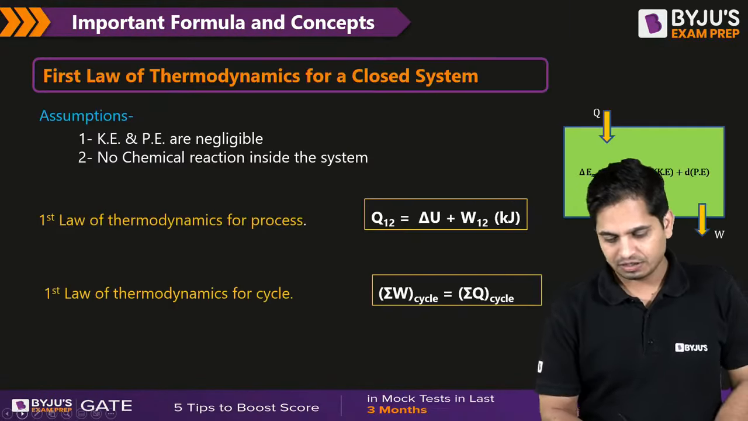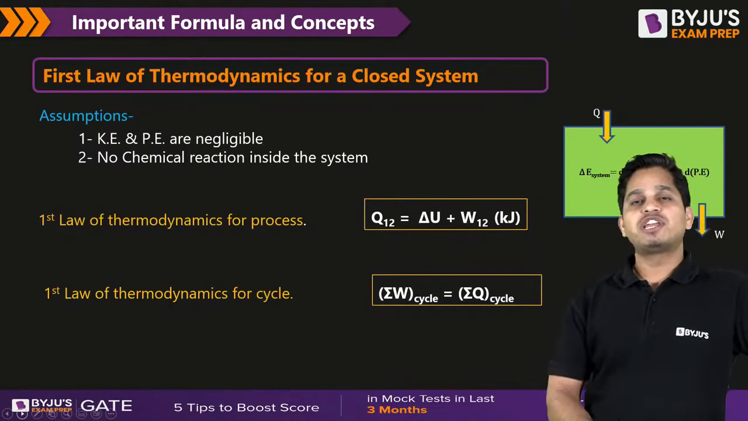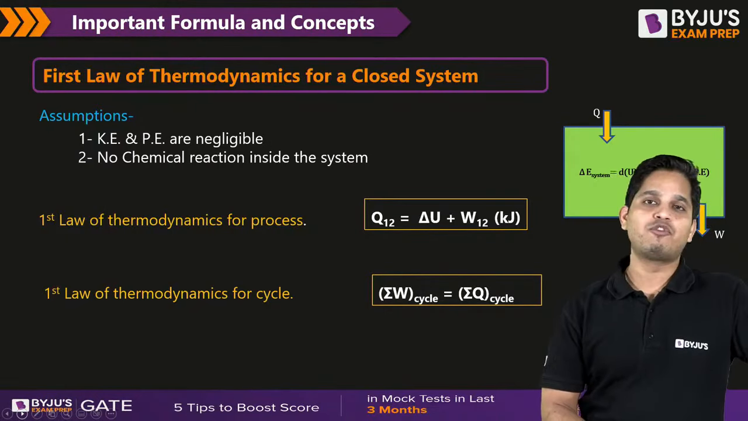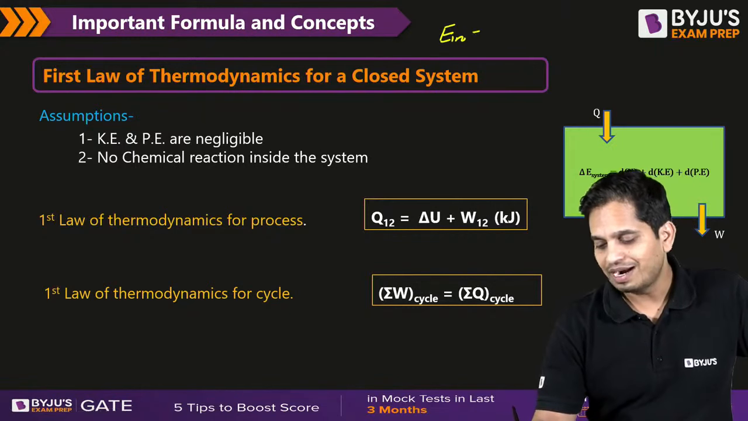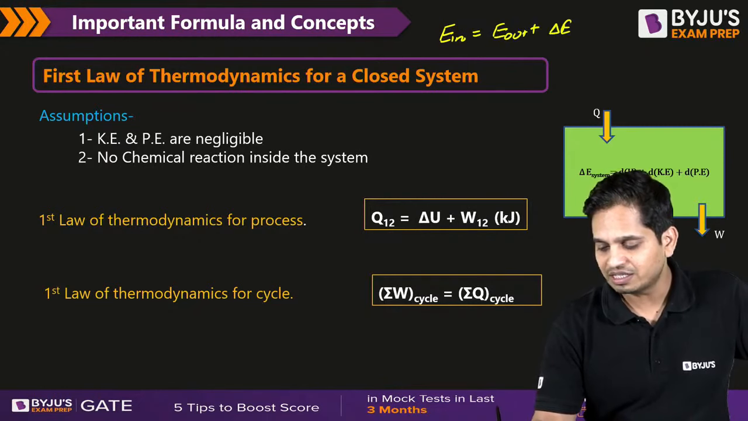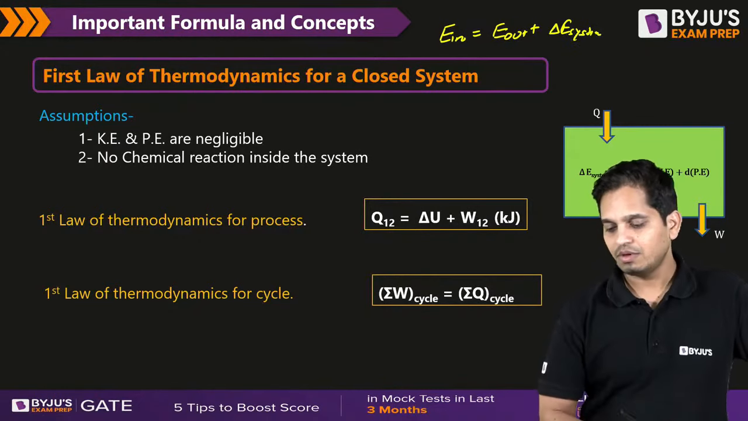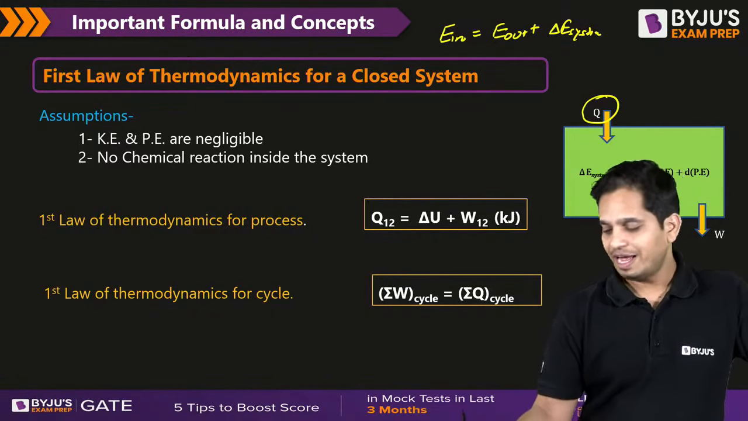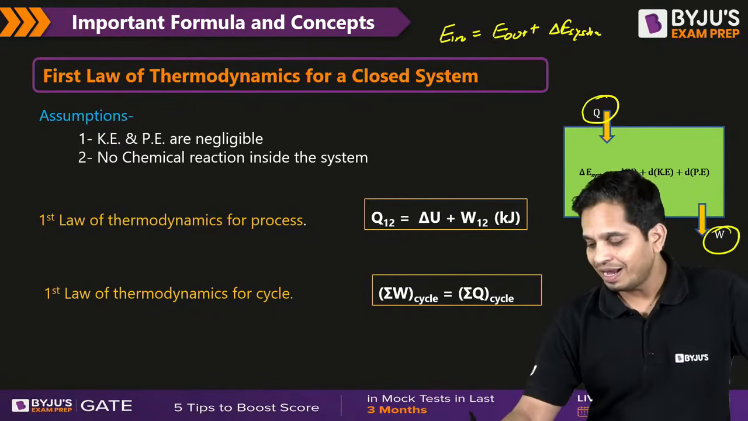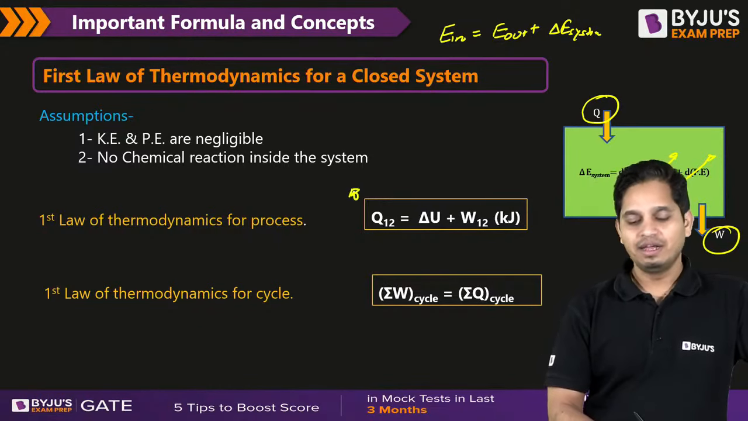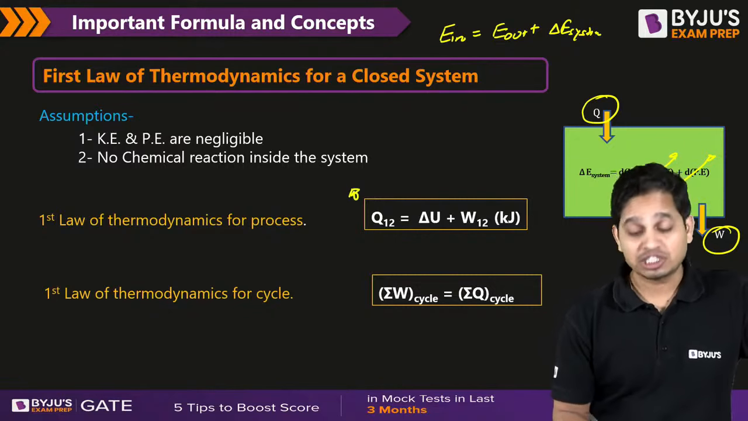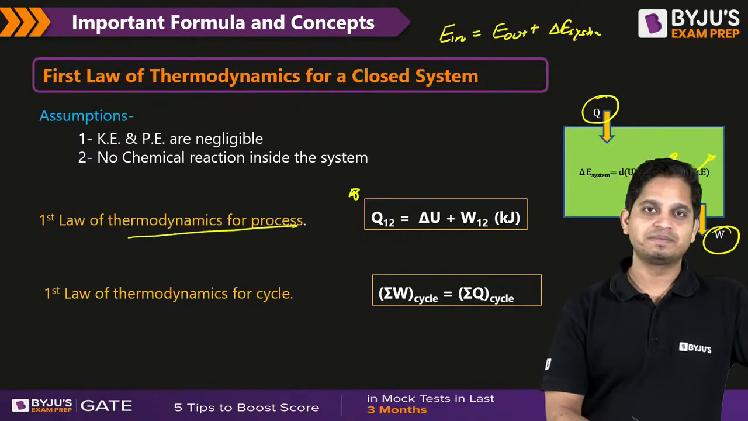Okay. Chalo. First law of thermodynamics for a closed system. What is the first law of thermodynamics? Energy in is equal to energy out plus change in energy in the system. So if I am giving heat Q and work is going out and I neglect kinetic and potential energies, I'll get this. This is the first law of thermodynamics for a process.